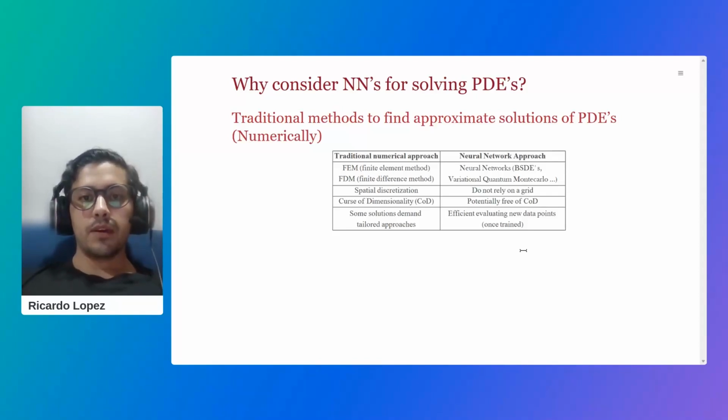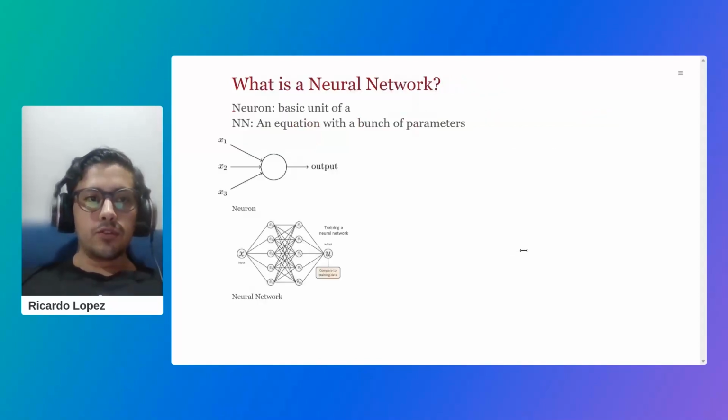Also, they are more efficient at evaluating new data points once they are trained. So what is a neural network? In essence, as we will see later, a neural network is like a big equation with a bunch of parameters that you will adjust to get your desired solution.